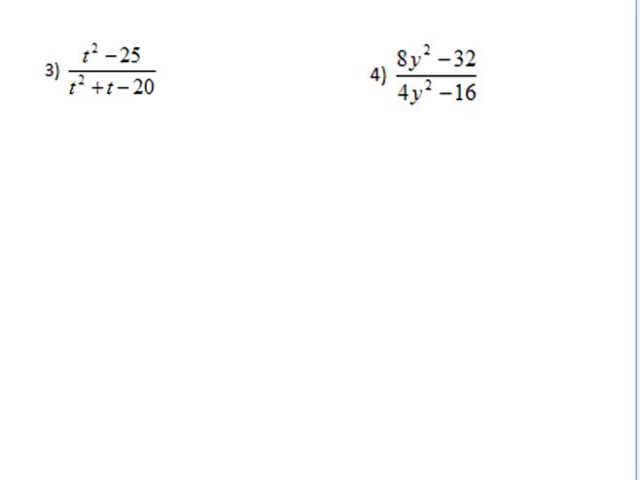Number 3, t squared minus 25 all over 8t squared plus t minus 20. So we still always want to look for a greatest common factor. Is there a greatest common factor here? No. Not in the numerator, not in the denominator. So we want to see how can we factor this. Isn't that like a square up there? Yeah, those are both perfect squares.